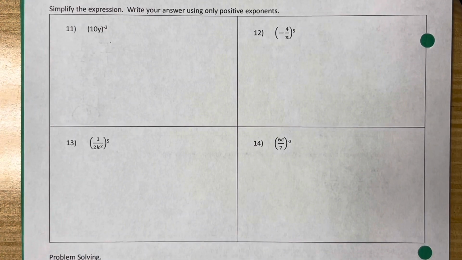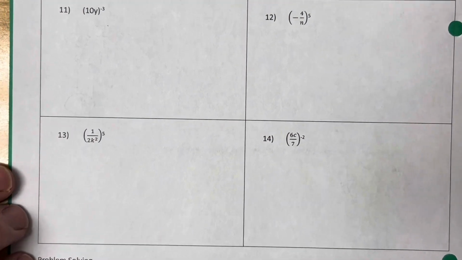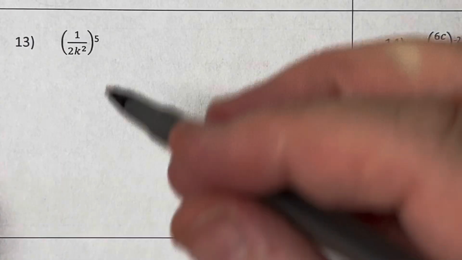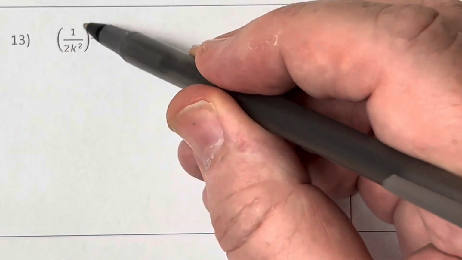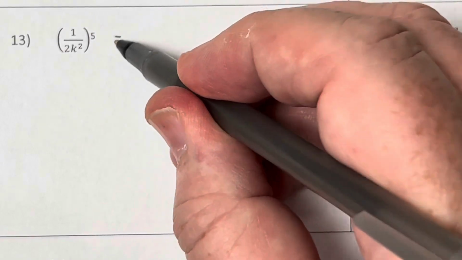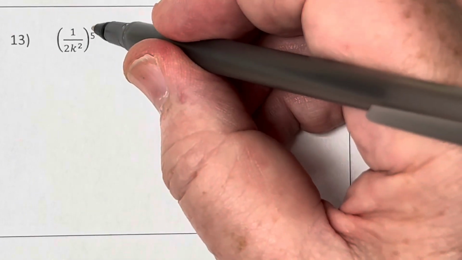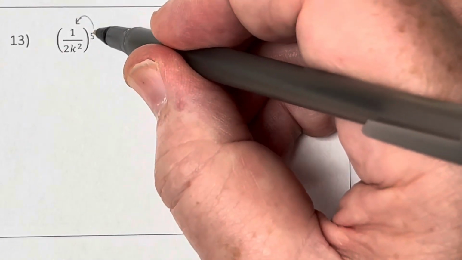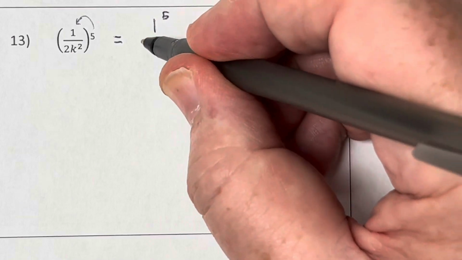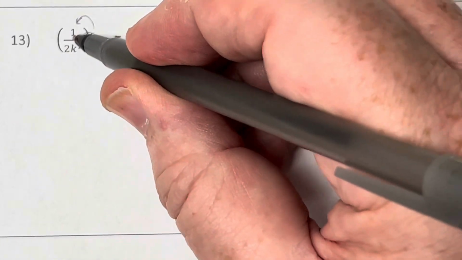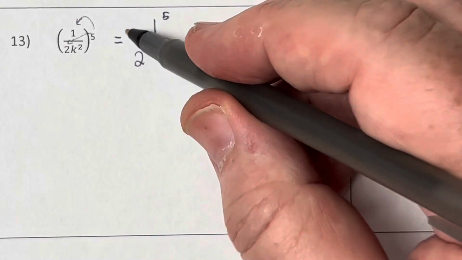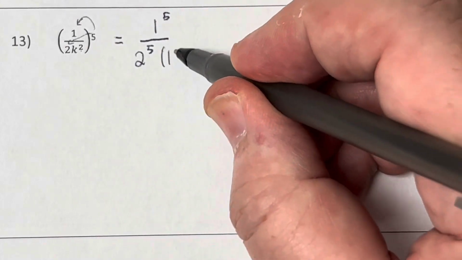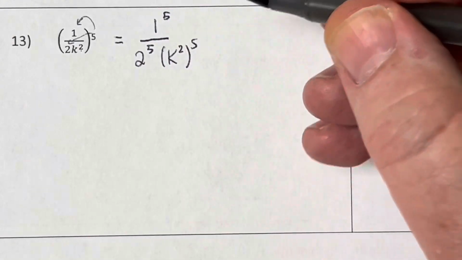All right, 11 through 14, you're simplifying the expression. Your answer is only going to be using positive exponents. Let's look at 13. So we have 1 over 2 times k to the second, and all to the 5th. This exponent will be distributed to everything inside. So this would be 1 to the 5th over, it'll go to the 2 to the 5th, and then it will go to the k to the second. So k to the second to the 5th.